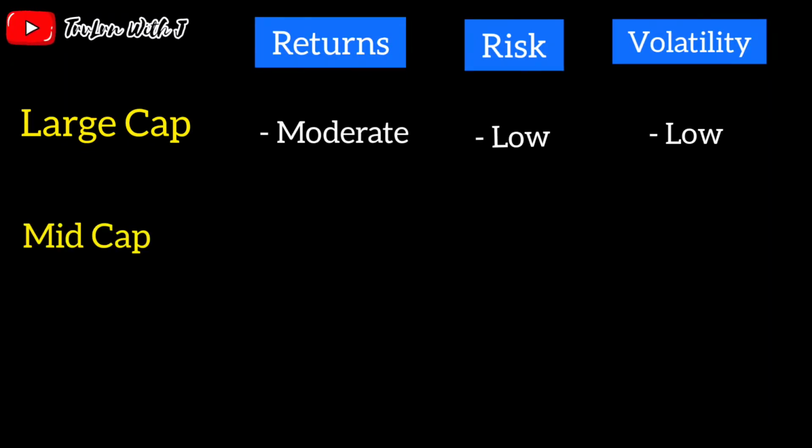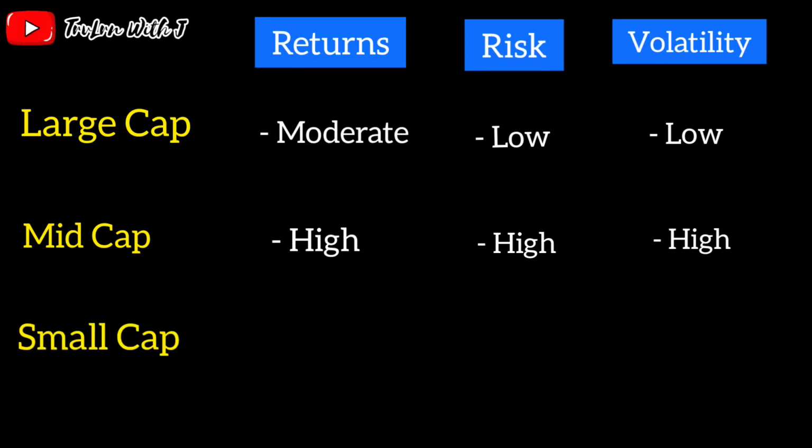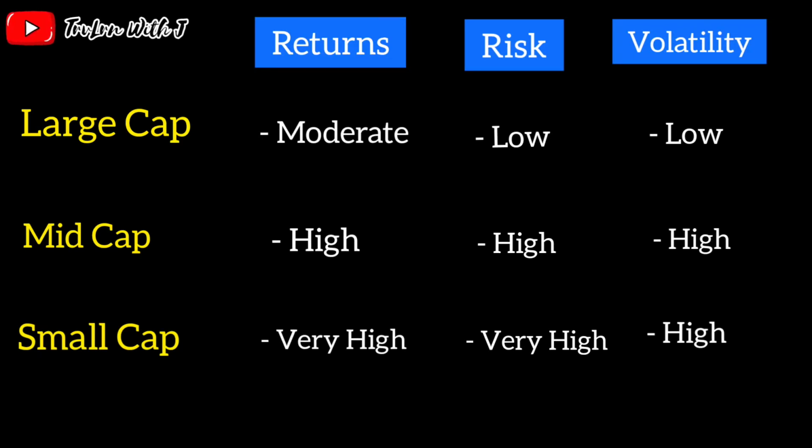Mid cap companies: the returns are high as compared to large cap and the risks are also high as compared to large cap. Volatility is also high as compared to large cap companies. Examples of mid cap companies are Adani Enterprises, Ajanta Pharma, Crisil and so on. Then we have small cap companies. Returns are very high. Risk is very high as compared to large cap and mid cap. Volatility is high, like the price changes by 5%, 10% and sometimes more than that. Examples of small cap companies are Bajaj Consumer, Bank of Maharashtra, Central Bank of India, etc.